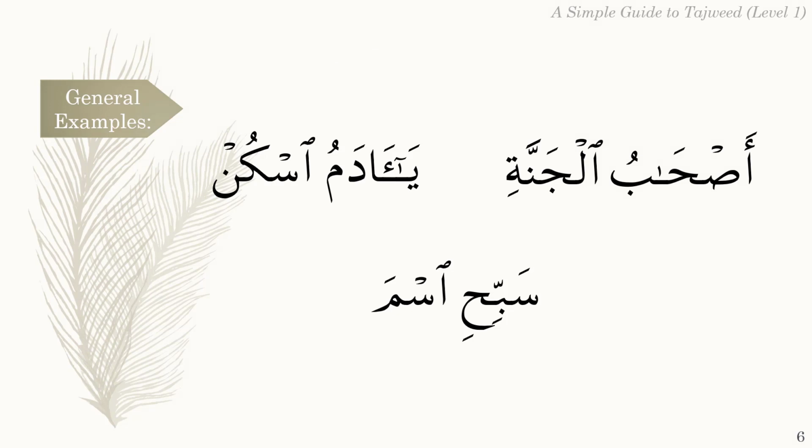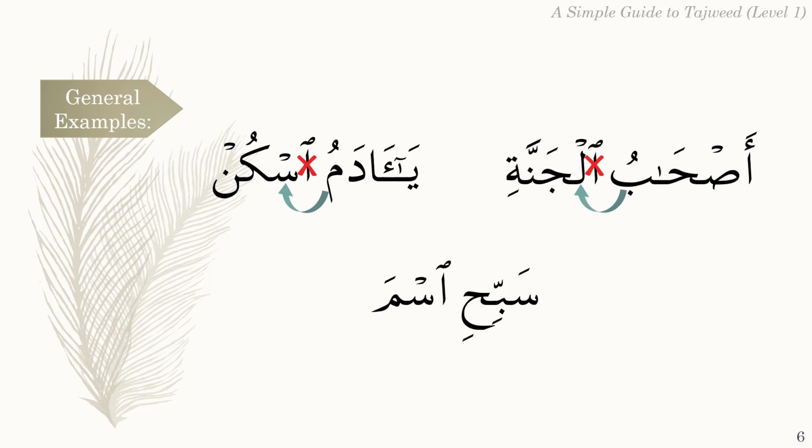Here are some more examples. In the first example, we will skip Hamzatul Wasl and connect Ba with Dhamma to Lam Sakina. أصحاب الجنة. In the second example, we will skip Hamzatul Wasl and connect Mim with Dhamma to Sin Sakina.